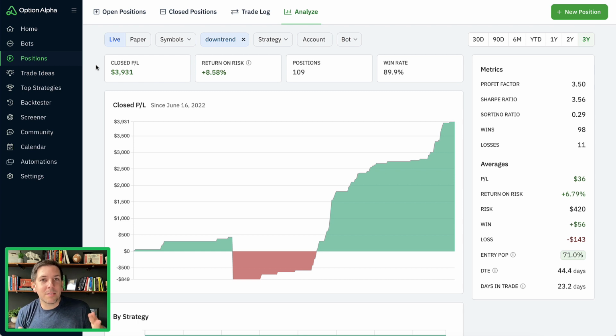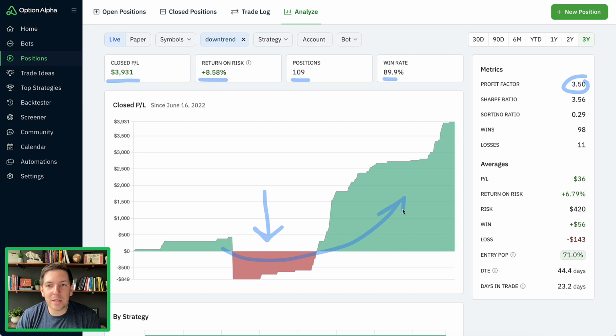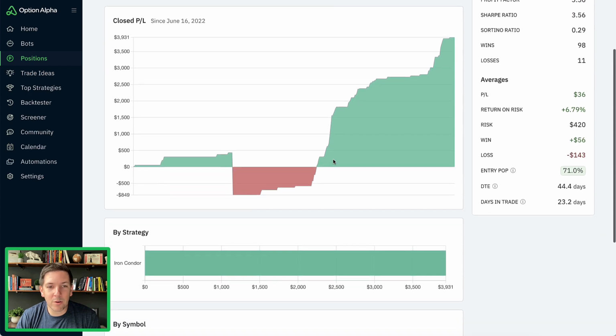Same thing happened on the top side, where strong uptrend didn't work, strong downtrend didn't work, but regular uptrend crushed it. Same thing with downtrend here. Regular downtrend for this group of Hexabots was really, really good. 109 positions, super high win rate, massive profit factor, which was great. Did have a little bit of struggles. Wasn't an easy journey by any stretch, but ultimately turned it around quite a bit.